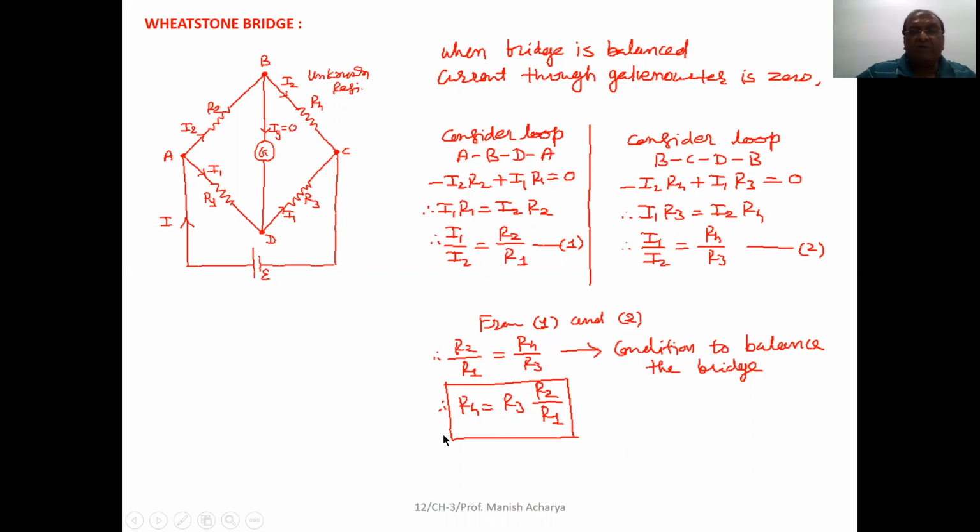Now here make R4 as the subject of the equation. So R4 that is equal to R3 into R2 upon R1. Now R1, R2, R3, all these three resistances are known resistances and R4 was unknown. So using Wheatstone Bridge circuit, one can find the unknown resistance. Clear to all of you?